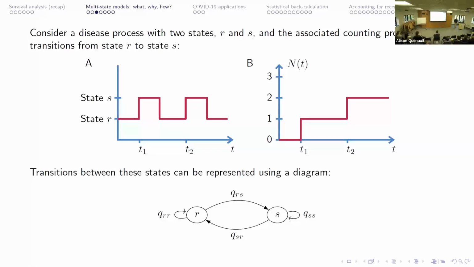And more commonly, we're going to represent the transitions between these states using a diagram. So again, this is showing very much the same thing. We've got state R and state S. The arrows that connect those are called transition intensities. So the transition intensity for moving from state R to state S, I've labeled here QRS. Then we've got the reverse transition, and somebody can stay in a given state with a specific transition as well.